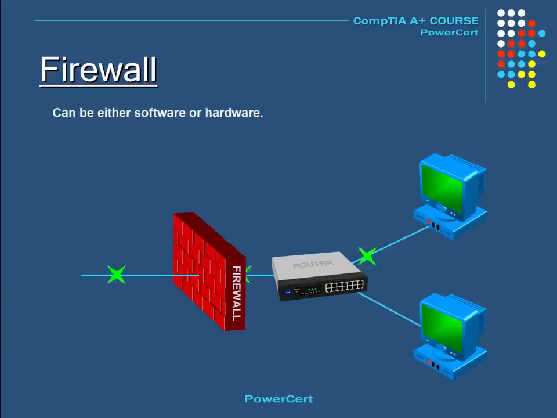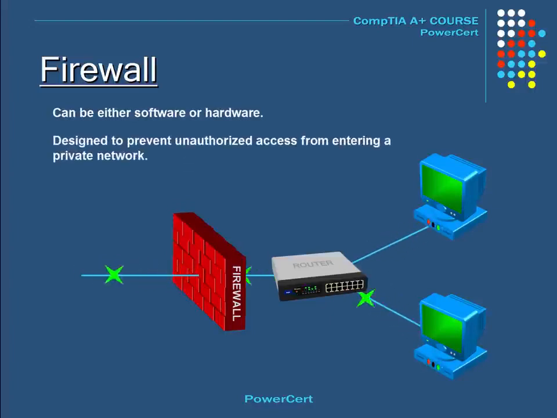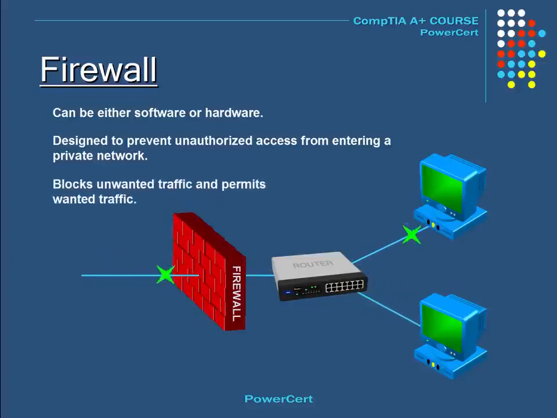Now, a firewall can be either software or hardware. It is a system that is designed to prevent unauthorized access from entering a private network by filtering the information that comes in from the Internet. It blocks unwanted traffic and permits wanted traffic. So basically, it filters the incoming network data packets and determines by its access rules if it is allowed to enter the network. In today's high-tech world, a firewall is essential to every business to keep their network safe.